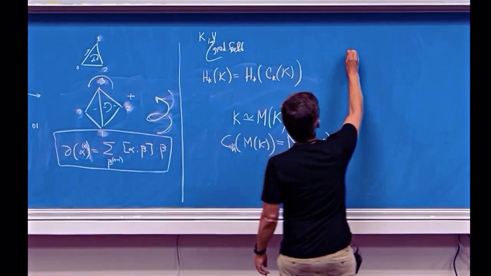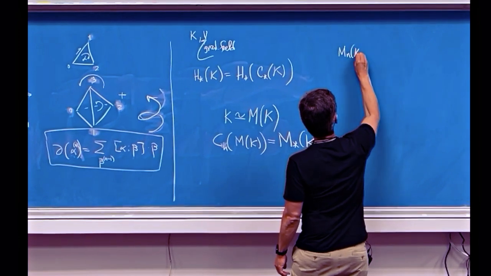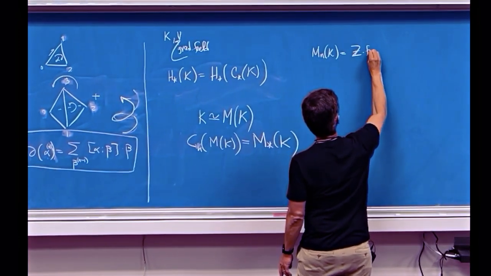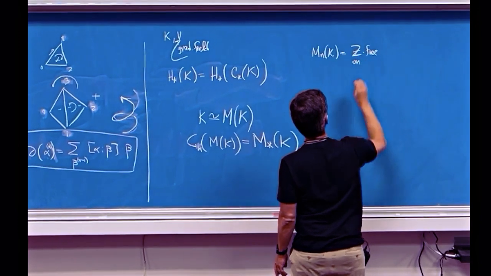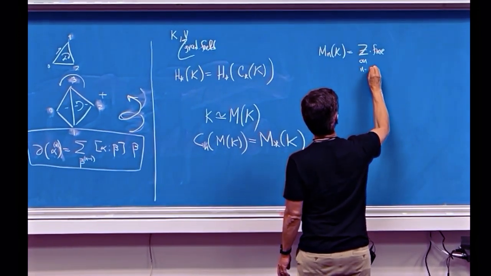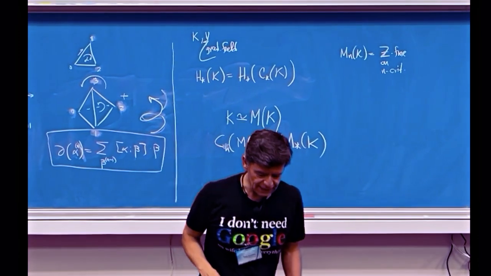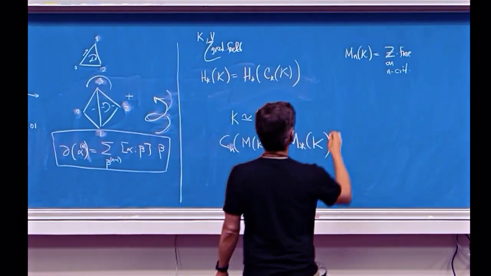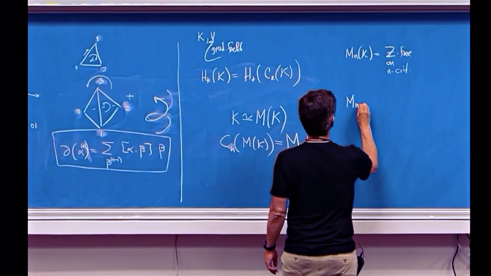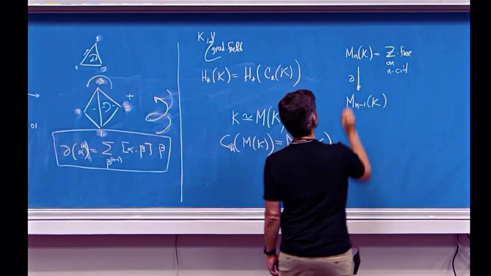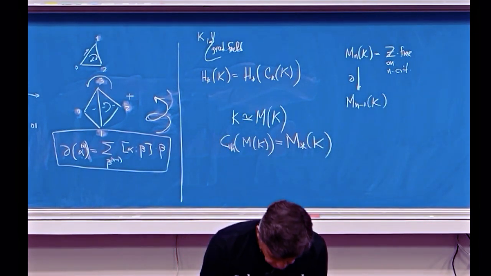So here, Mn then is, again, this is C3 on the critical cells of dimension n. Likewise, I have here n-1, okay? And I want to define a boundary morphism.